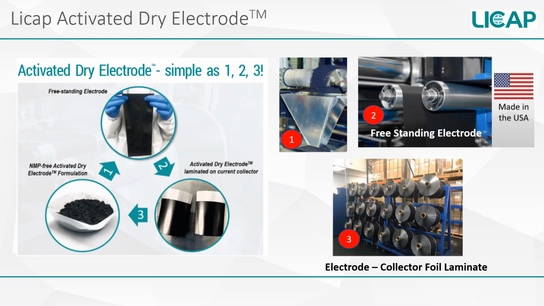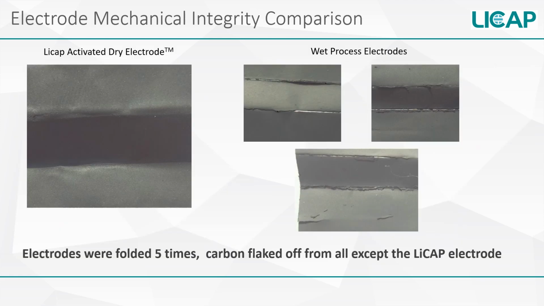In the last step, the freestanding electrode is laminated to the current collector foil, providing complete physical continuity at the interface. No air gaps. This is different from the wet method, which utilizes the dissolved binder to adhere to the current collector. The resulting activated dry electrode laminate is extremely tough, durable, and flexible compared with fabricated wet electrode.